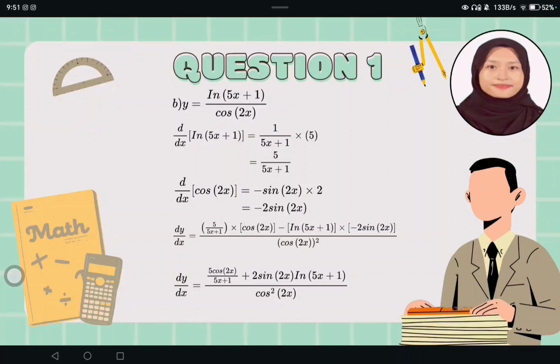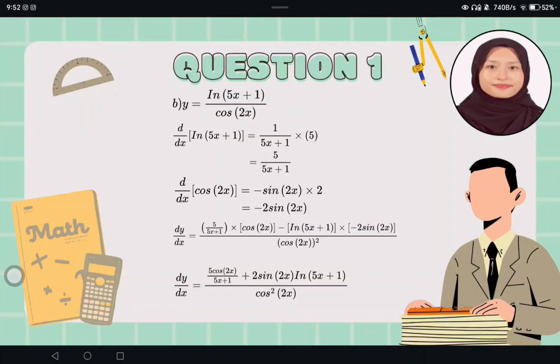Now, using the quotient rule, the derivative of a quotient is the denominator times the derivative of the numerator minus the numerator times the derivative of the denominator, all over the denominator squared. Substituting in our function, we get dy over dx equals cosine of 2x multiplied by 5 over 5x plus 1, minus natural logarithm of 5x plus 1 multiplied by negative 2 sine 2x, over cosine squared 2x.